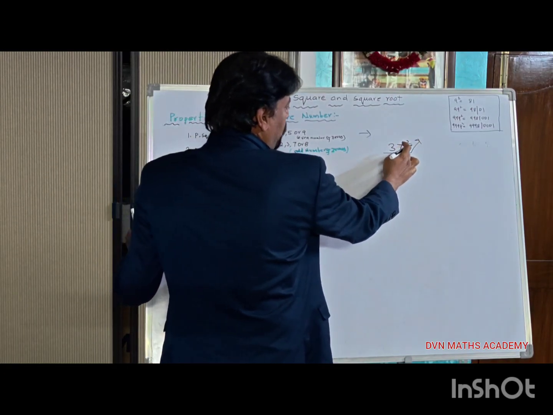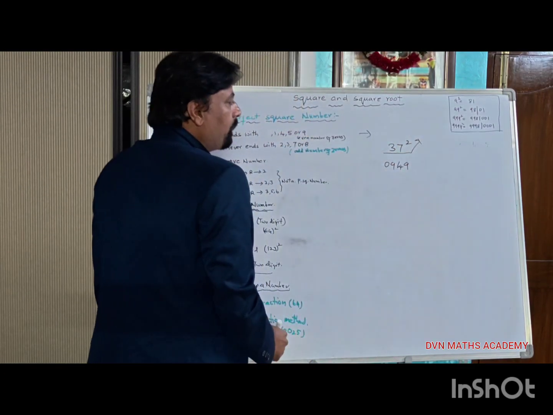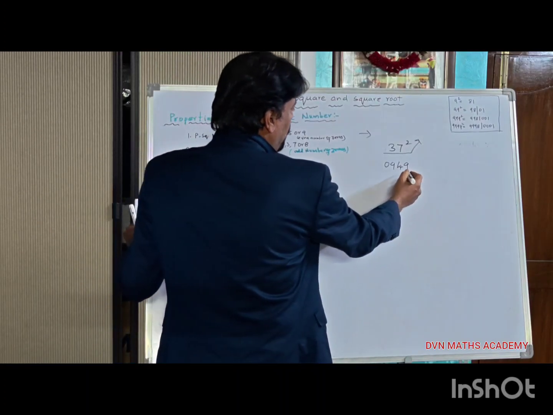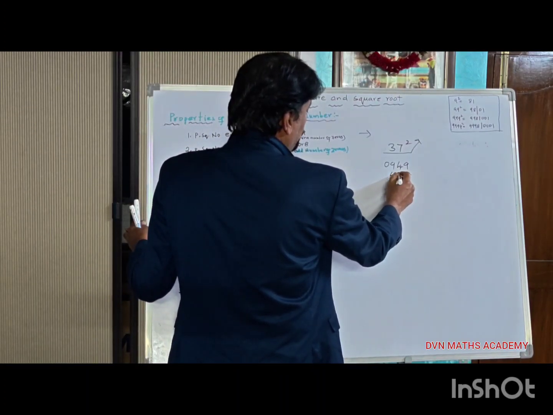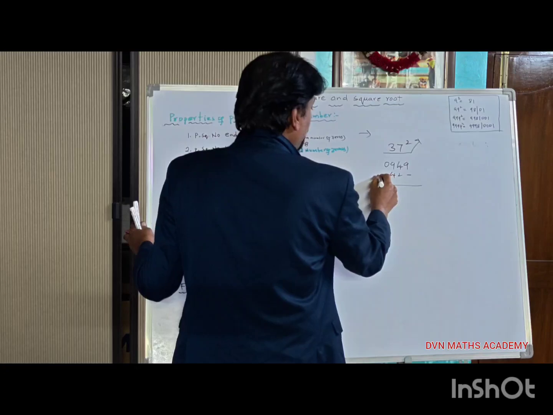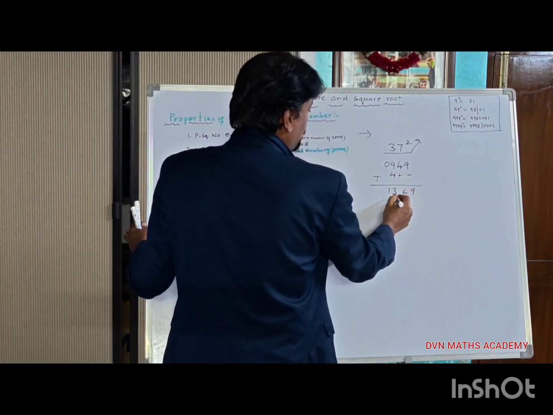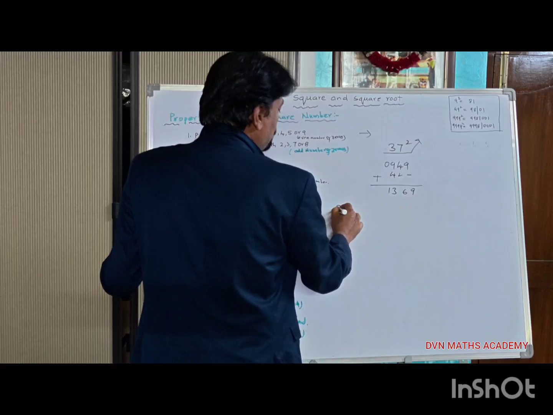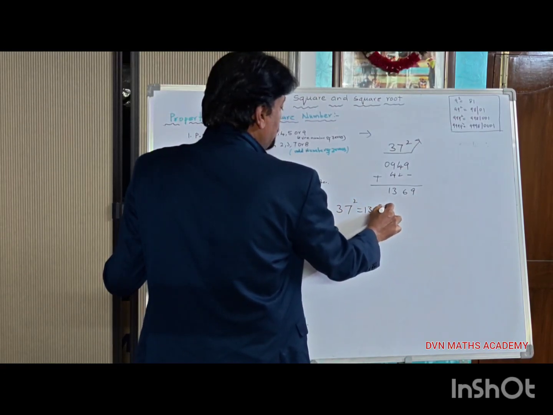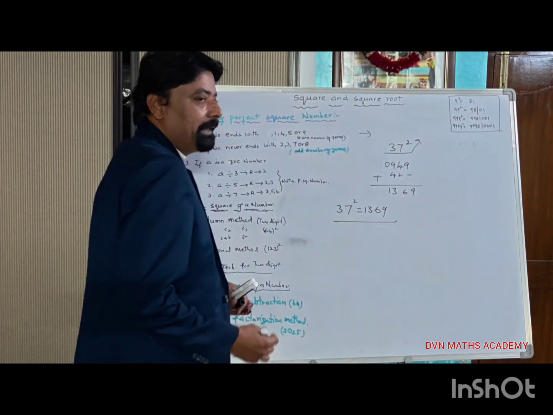3 7s are 21, 21 2s are 42. After leaving this first digit, you write 42 here, and you add this one. So this is 9, and this is 6, and this is 13. So 37 square is equal to 1369. You check your answer whether it is right or wrong.